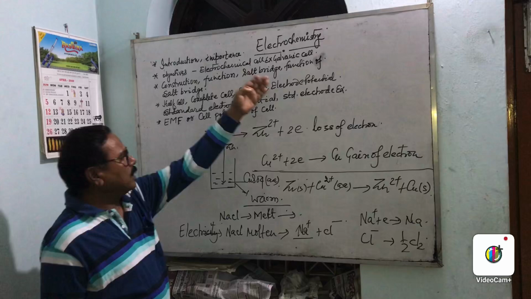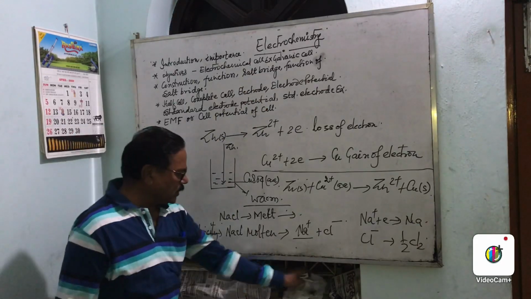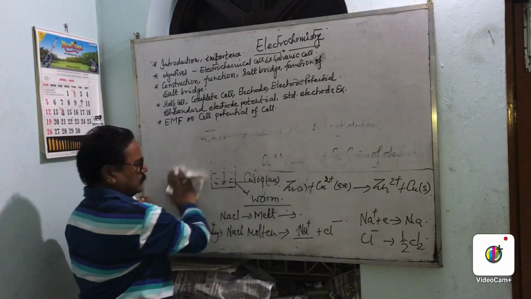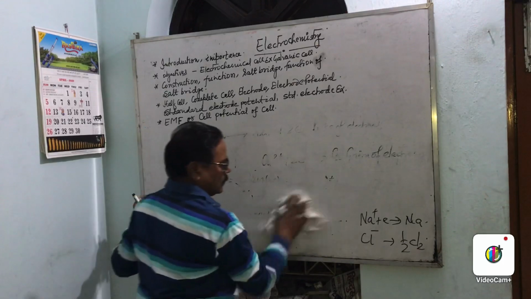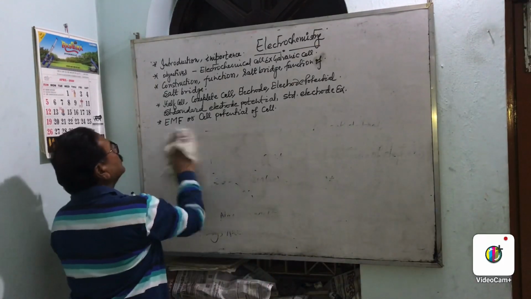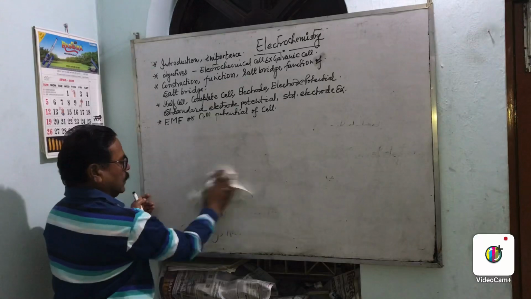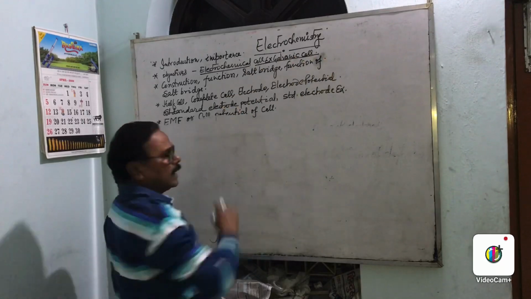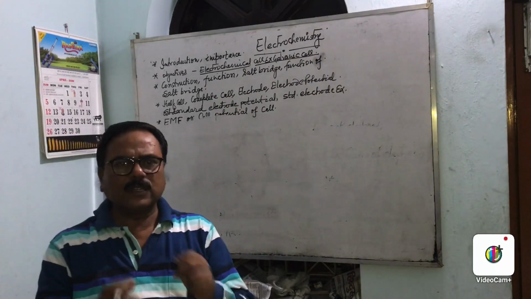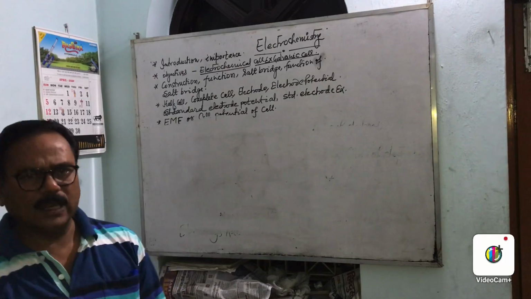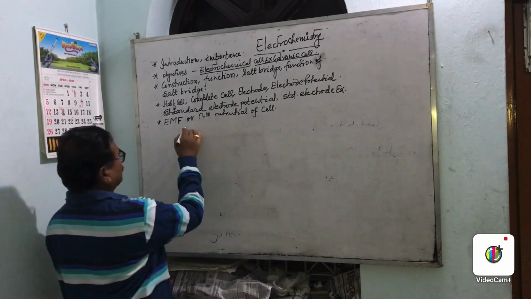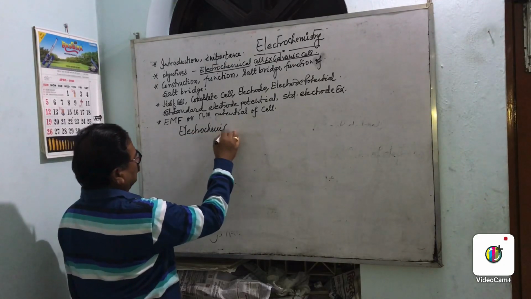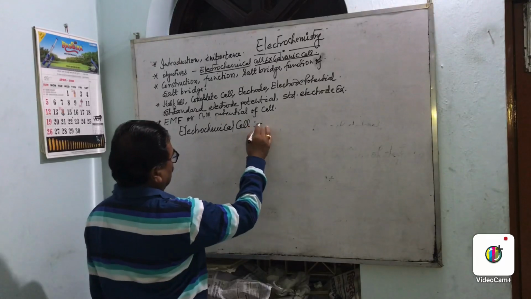So what is the electrochemical cell? Just we come here on the electrochemical cell. So what is electrochemical cell? So this example is galvanic cell. Electrochemical cell is a device which converts chemical energy into electrical energy.